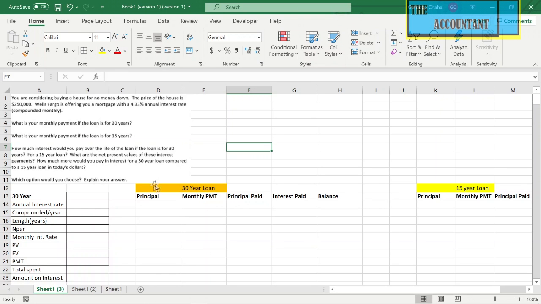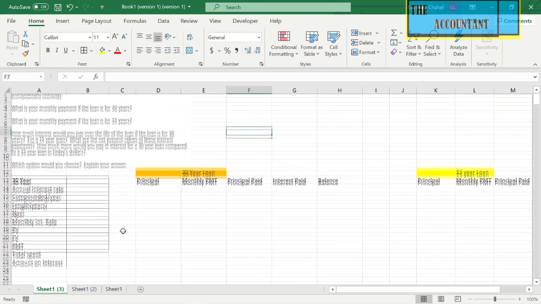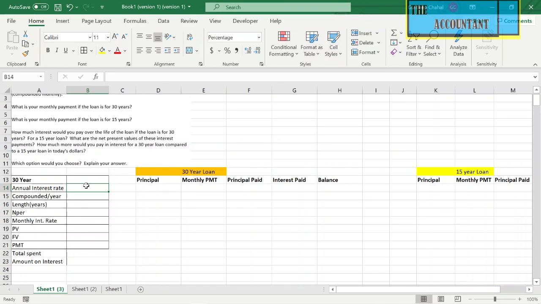So, the first thing you're going to want to do is put all your information on the left here. So, we know that our annual interest rate is 4.33%. And we also know that it's compounded 12 times a year. And it is for 30 years in the first scenario. So the number of periods is simply going to be the length times the number of times it's compounded, which will give us 360.